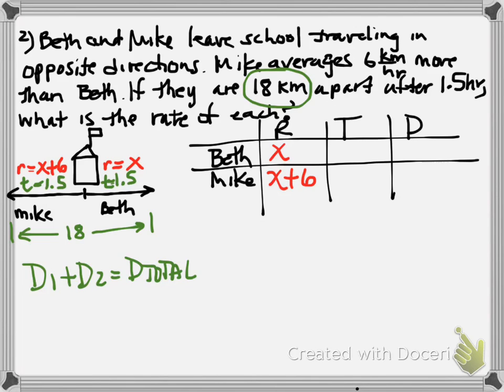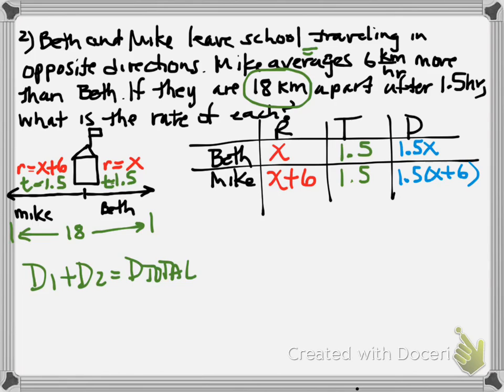Wouldn't it be Beth, like X plus 6? Nope. It says Mike averages 6 kilometers more than Beth. Averages is like the equals. So Mike alone equals 6 more than Beth. Mike equals Beth plus 6. That's how it works. So what we get in the last column is 1.5x and 1.5 times the quantity x plus 6.